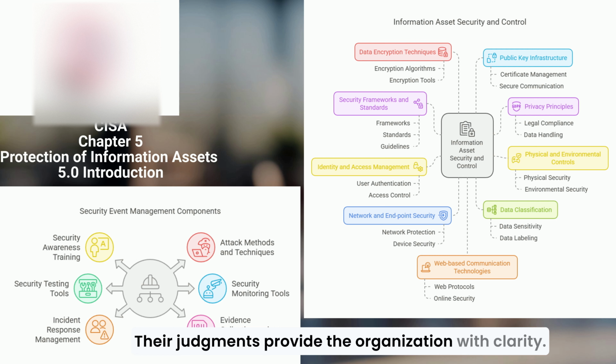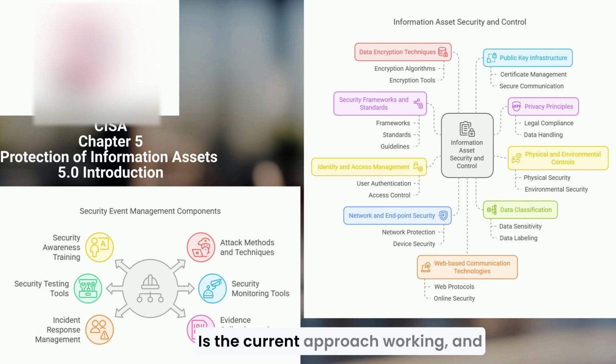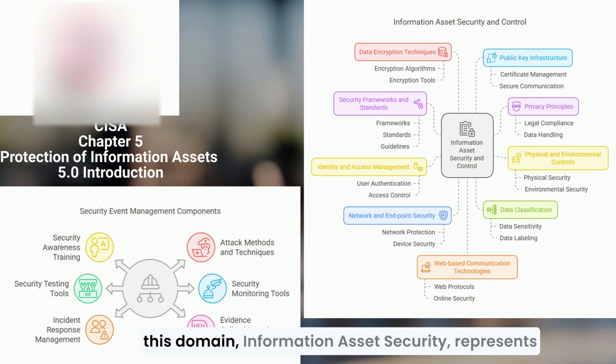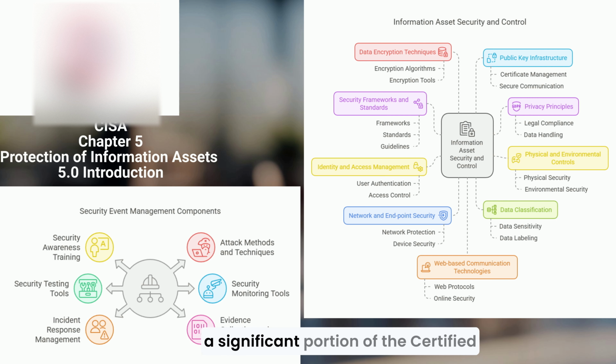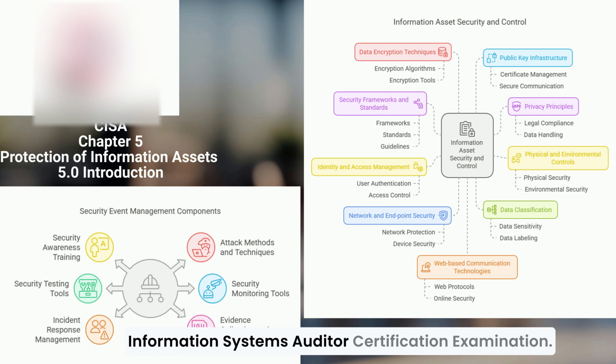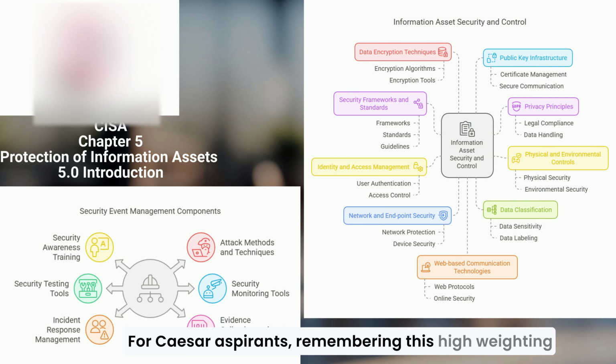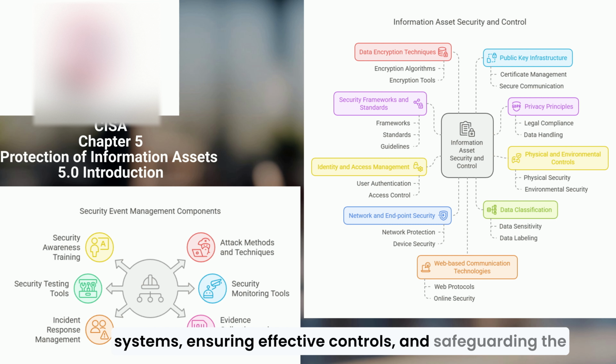Their judgments provide the organization with clarity. Is the current approach working? And if not, what needs to change? This skill is particularly important because this domain, information asset security, represents a significant portion of the Certified Information Systems Auditor, CISA, certification examination. In fact, it accounts for about 27% of the test, approximately 41 questions. It requires not just theoretical understanding, but also the practical ability to apply these principles effectively. For CISA aspirants, remembering this high weighting underscores the importance of mastery in evaluating systems, ensuring effective controls, and safeguarding the organization's most valuable informational resources.